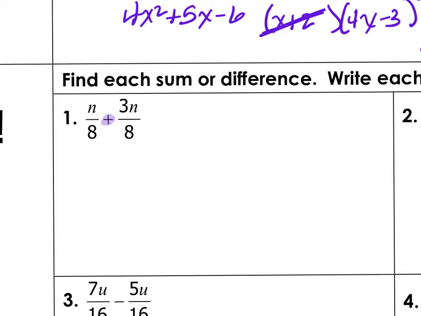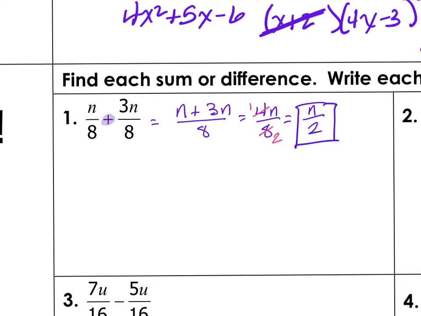So I've got n plus 3n all over 8. That gives me 4n over 8. And then I'm going to try and simplify. Well, 4 goes into 4 once and into 8 twice. So that means my answer is going to be n over 2. Good job. Okay, so now we're going to go to problem number 2.